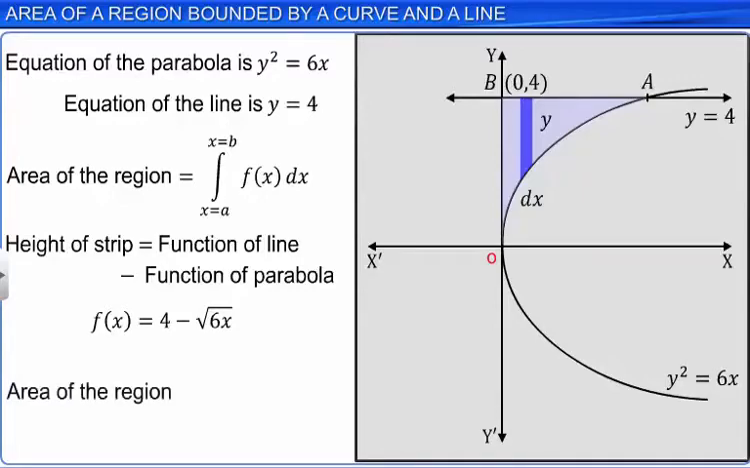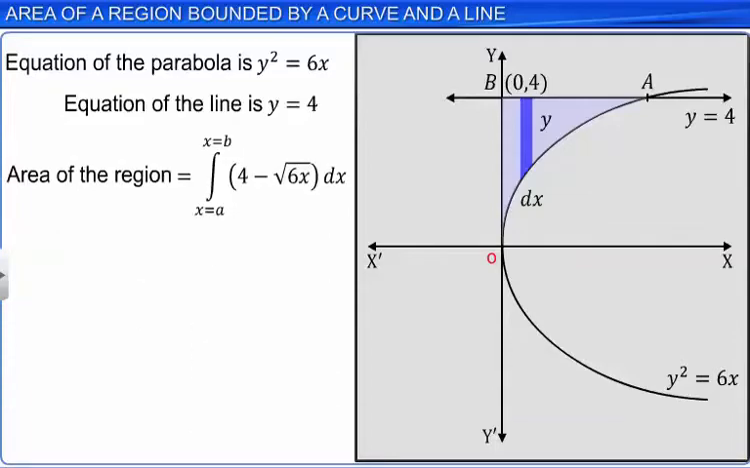Now, let's determine the limits of this integral. To cover the shaded region, the strip starts from the y-axis and moves till point A. On the y-axis, x = 0. So the lower limit is x = 0. The upper limit is the x-coordinate of the point of intersection of the line y = 4 and the parabola. Solving y² = 6x and y = 4 as shown, we get the point of intersection A as (8/3, 4). Hence the upper limit is 8/3.